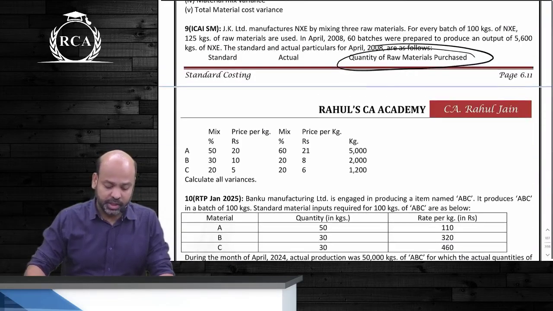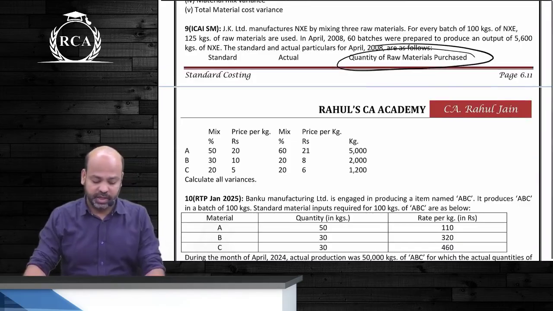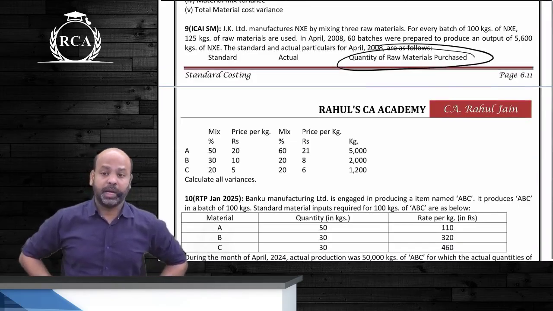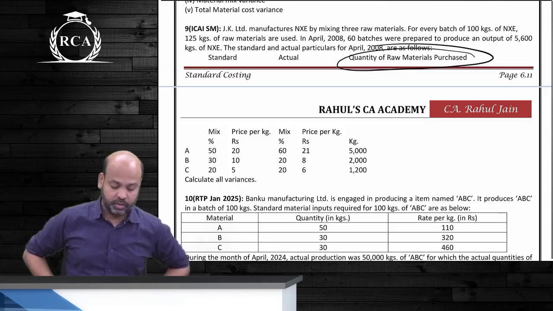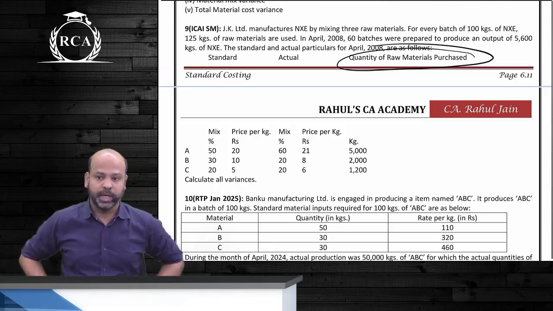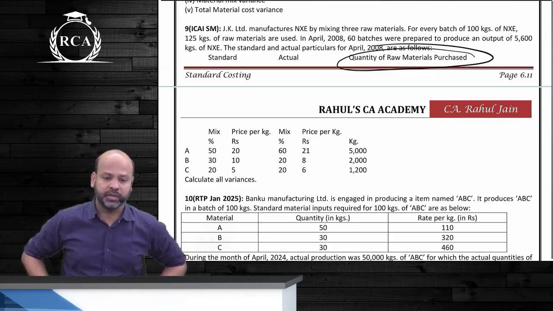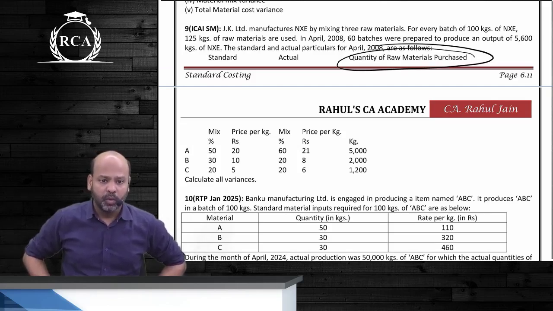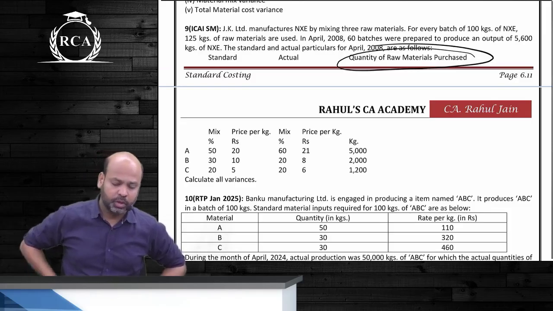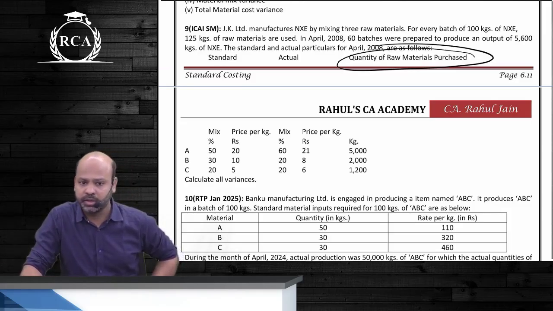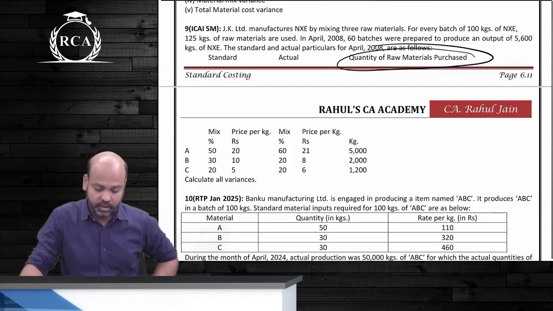Guys, question number 9, beta. JK manufactures NXC by mixing 3 raw materials. For every batch of 100 kgs of NXC, 125 kgs of raw materials are used. So per batch, input is 125 kgs and output will be 100 kgs. One batch, beta, input is 125 kgs, output, guys, will be 100 kgs. Are we clear about this?